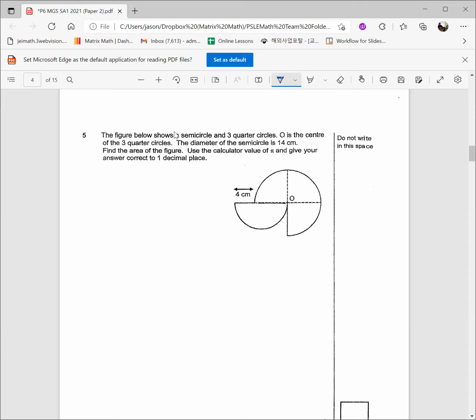So first of all, they said here the diameter of the semicircle is 14, right? So 14 is from here to here. Okay. So if the diameter is 14, then the radius of this will be 14 divided by 2, 7. So this is 7. This is 7.